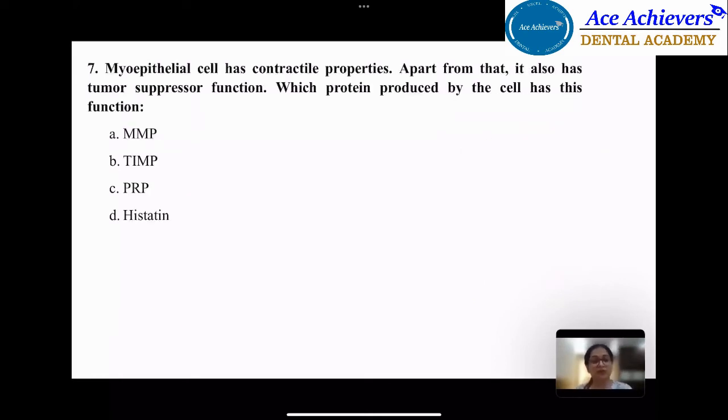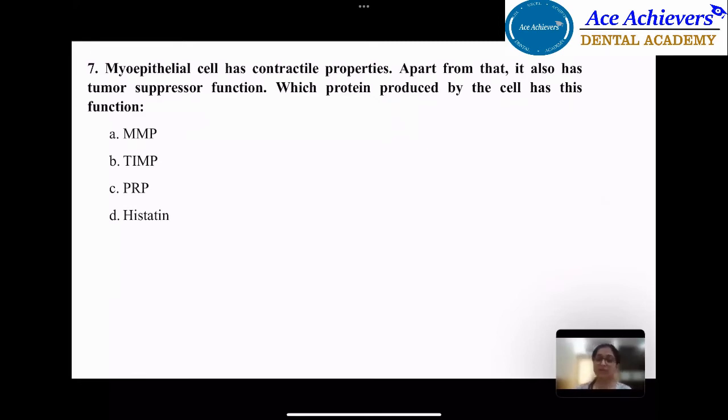Next question: myoepithelial cells have contractile properties. Apart from that, they also have a tumor suppressor function. Which protein produced by the cell has these functions? I would consider this to be a little difficult question for you all.